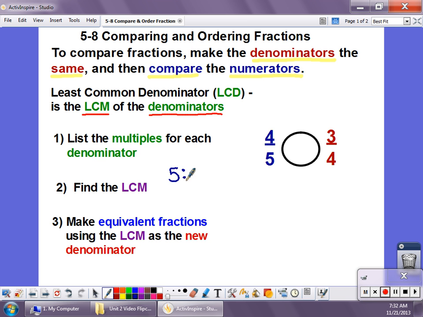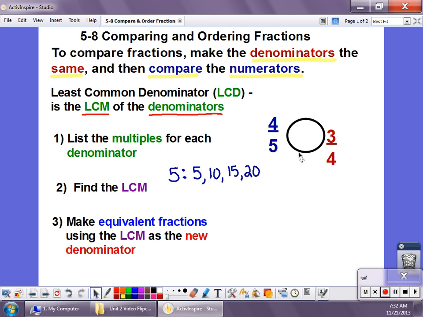So let's start with 5. If I'm looking for multiples of 5, I've got 5, 10, 15, and 20. I'm going to stop there. I know that 20 is a multiple of 4, and I'm pretty sure that it is my least common multiple of these two numbers, but I'm just going to test it out. So I'm going to test it out by listing my multiples of 4. So I've got 4, 8, 12, 16, and 20. So I can see by looking at this that 20 is going to be my least common multiple.